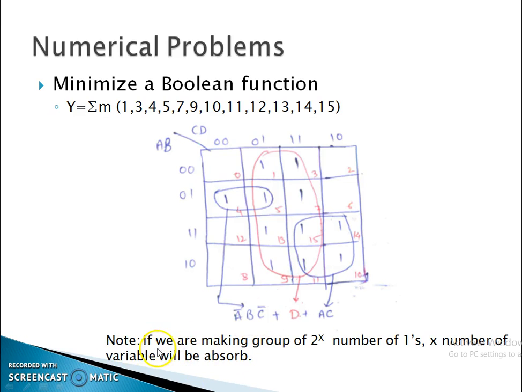We can make a note that if we are making a group of 2 to the power x number of ones, meaning if we are using an octet, so we are making a group of 8 ones, that will be 2 to the power 3. So we can absorb x number of variables. It means 3 variables can be absorbed. Suppose in this octet, we are making a group of octet. So it means 2 to the power 3. So 3 variables will be absorbed by using this octet. Now here the function is of 4 variables and the minimized expression is only of 1 variable. Okay. So we can note this.